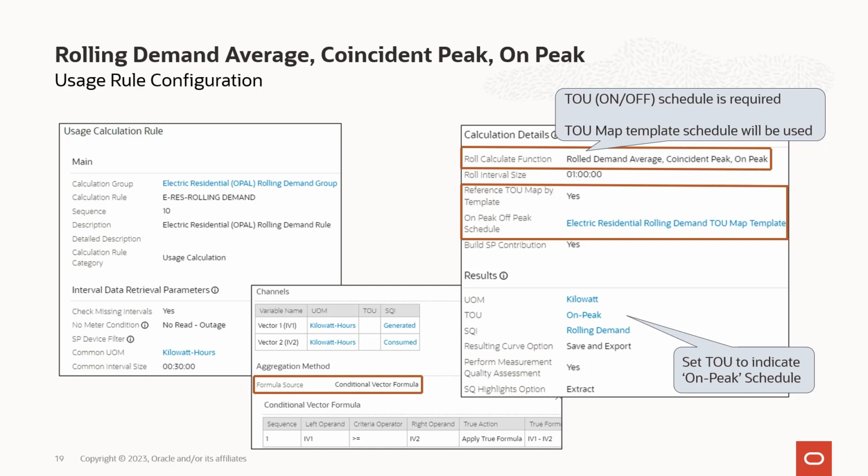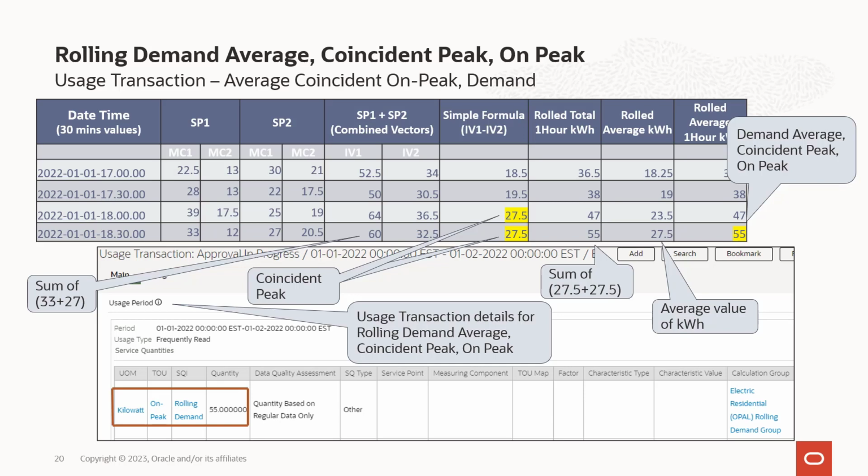Also, TOU schedule is required, which can be configured or used as TOU map template schedule. In results section, it's mandatory to select TOU as on peak schedule. After running the usage transaction for a specific date time, you can see the usage transaction page for rolling demand average coincident peak on peak.